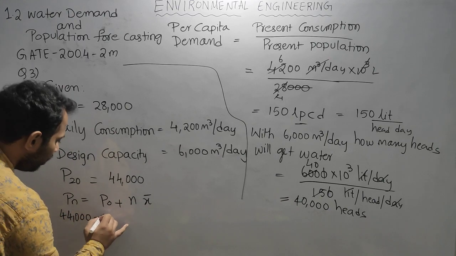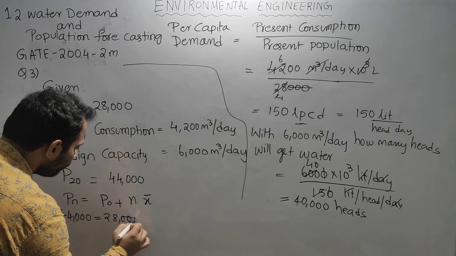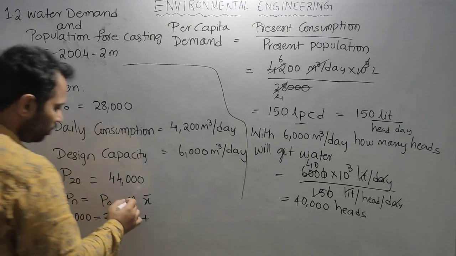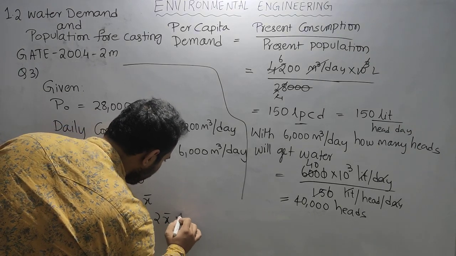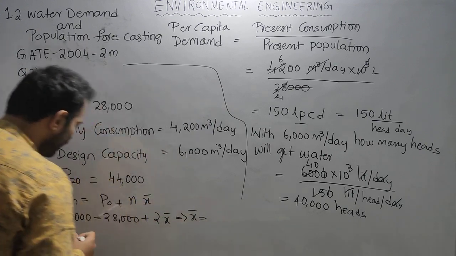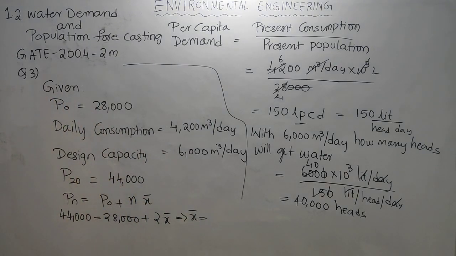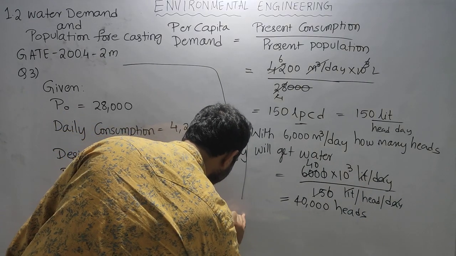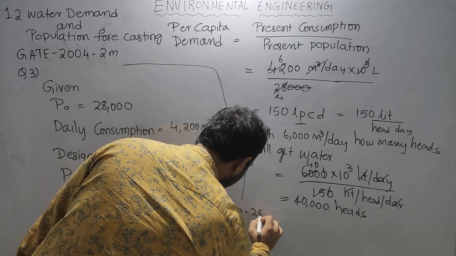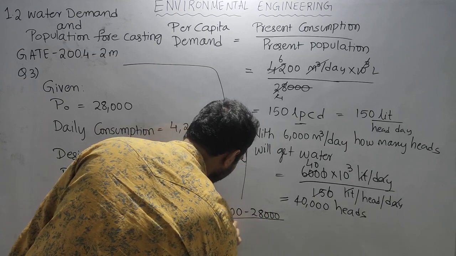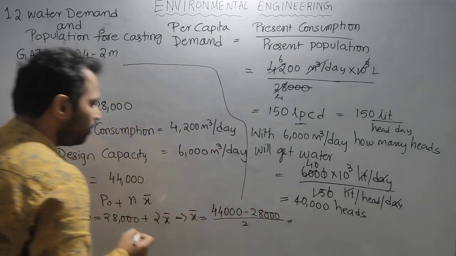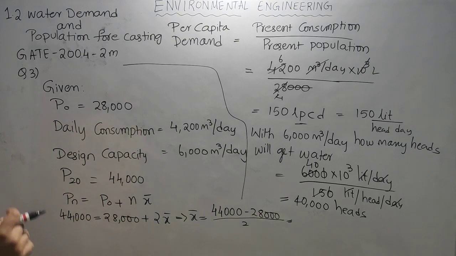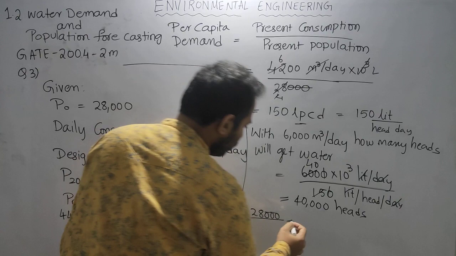44,000 is equal to 28,000 plus how many decades are there? After 20 years means 2 decades. 2 into X bar. That means what is X bar? X bar is equal to 44,000 minus 28,000 by 2. So what is the value of this? 44 minus 28, 16. So that means it is 8,000.